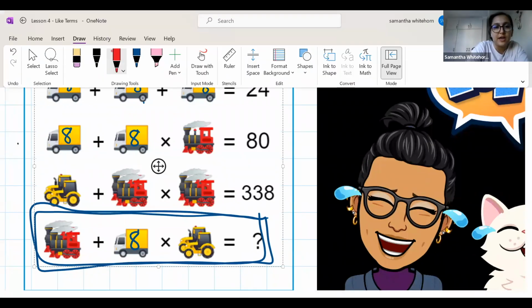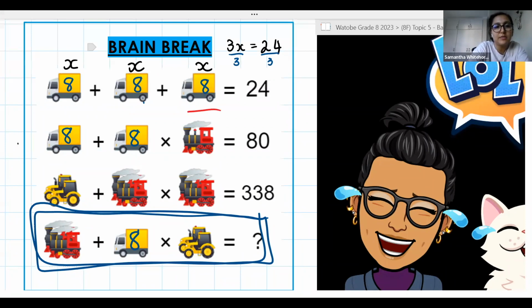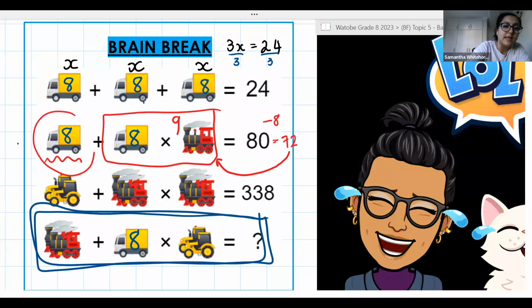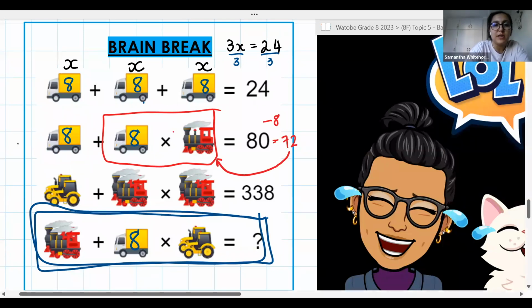So let's just be careful here. I know that 8 times something plus 8 must give me 80. So again, use inverse operations. If I take 8 off of that, I've got an answer of 72. So I know that when I times 8 by something, I must get 72. And so that means our train here is 9, because 8 times 9 is 72, and then plus 8 gives me 80. So now every time I see a single train, I've got 9.